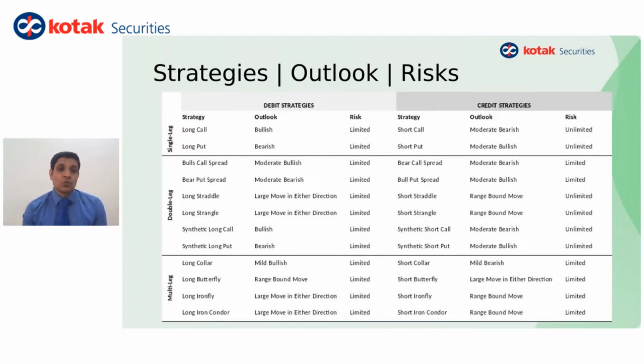So the same thing with long straddle. Let's say you have a view that the market is going to move in either direction in a large way, and usually this happens during the time of an event. Then you probably go for a long strangle or a straddle, depending again on the pricing of the premium. So if the premiums are too high at ATM, then you'll probably go far away. You will buy an OTM call and an out of the money put, and then take your chances.